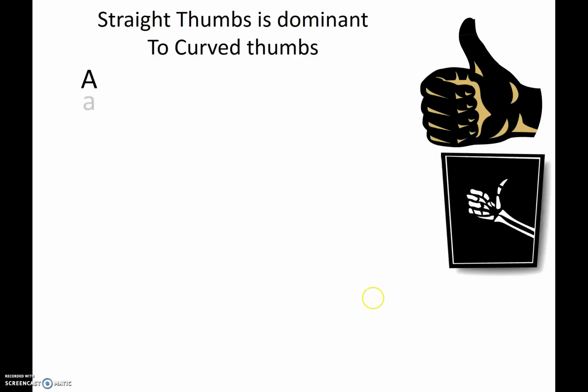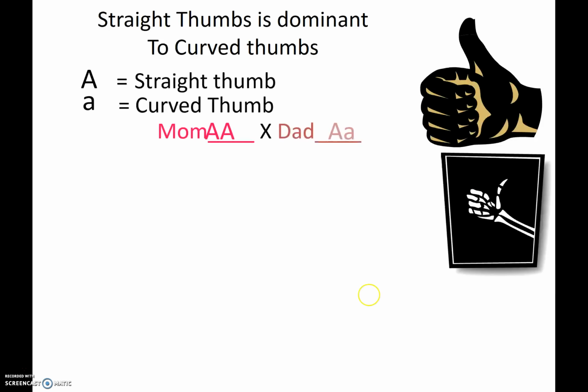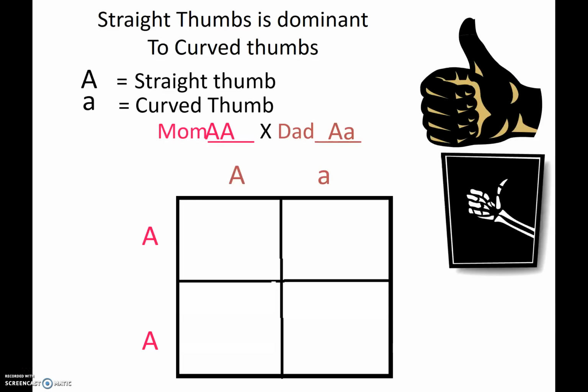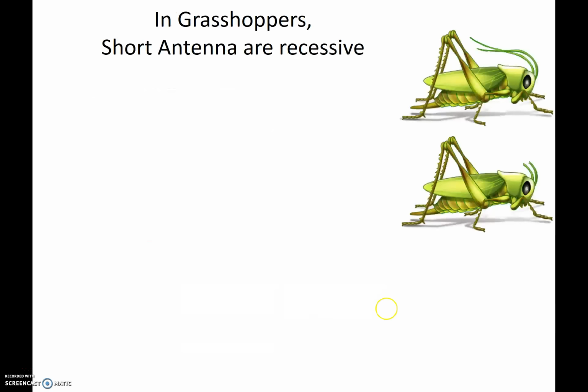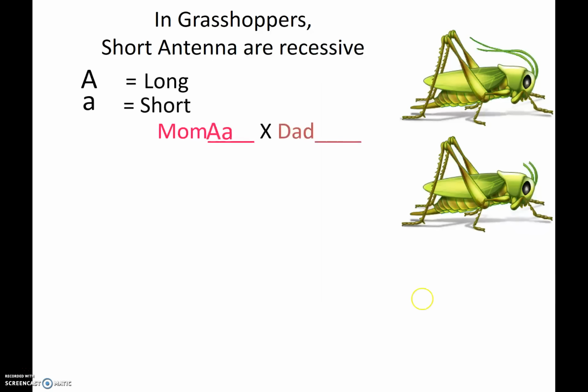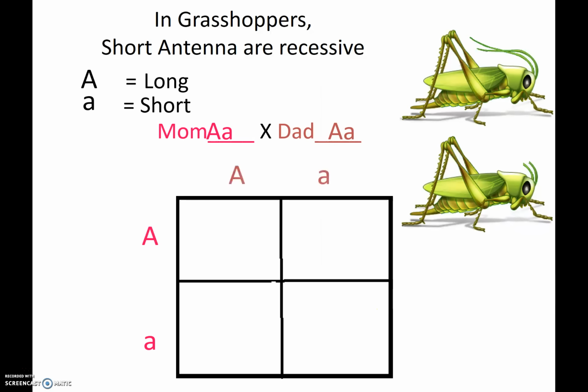Okay. So here's another example practice problem. You can go ahead and hit pause and check yourself. And in grasshoppers, so let's go ahead and see if we cross 2 heterozygotes. Let's go ahead and try and figure out the phenotypic and genotypic ratios of these. So hit pause and try and see if you can figure out what ratio this is.